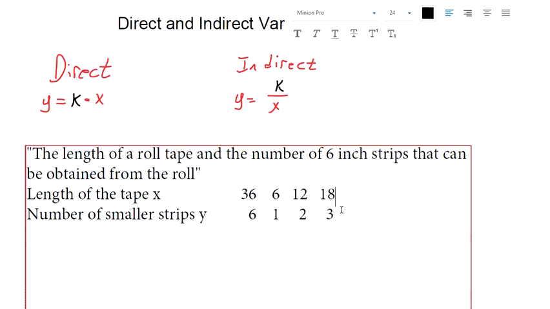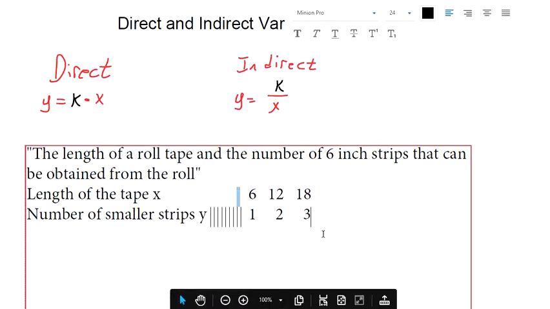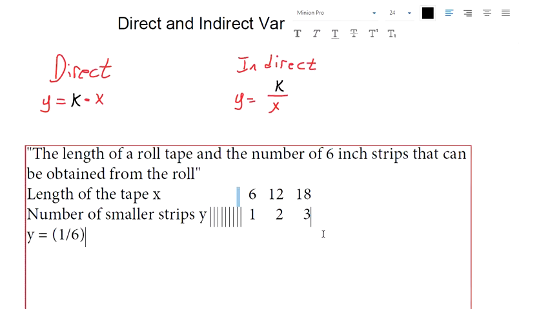So what we're seeing is that these two rows that I've constructed here are increasing together, right? As this row goes up, this one goes up. So that is implying it's a direct relationship. And if you want to see the equation for this, the number of strips we make is 1/6 times x, the length of the tape.